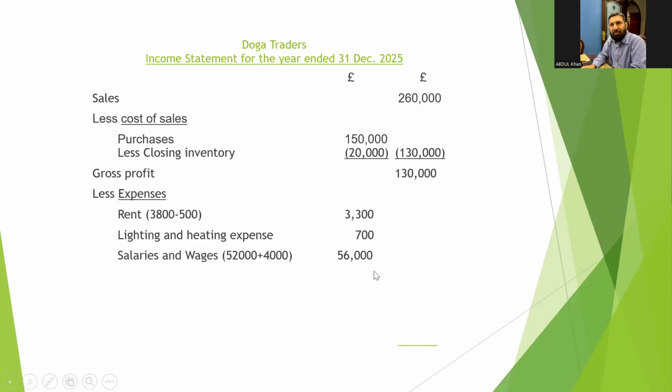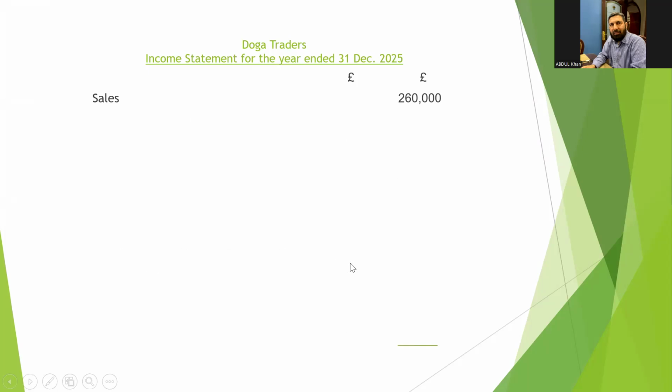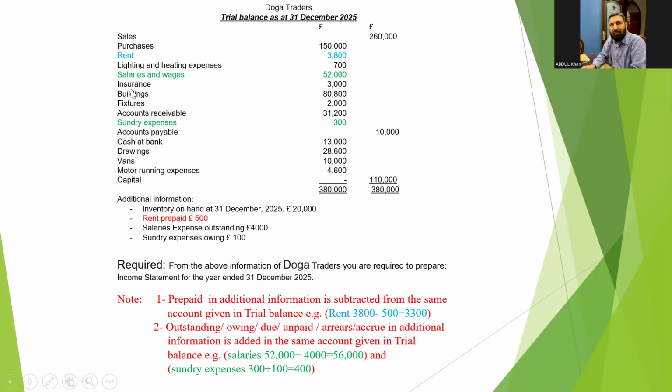But you will add here, underneath here, in this column. Then what do you have here? Insurance. So why do you write directly if there is no adjustment? Because insurance is given as 3,000 and in the additional information there is no outstanding, no prepaid, nothing, so you will write directly 3,000. Again, I am repeating the same thing. If it is given here and additional information is given, then you have to add or subtract. Otherwise, you will write directly. If it is prepaid, you will subtract it, otherwise you will add it.